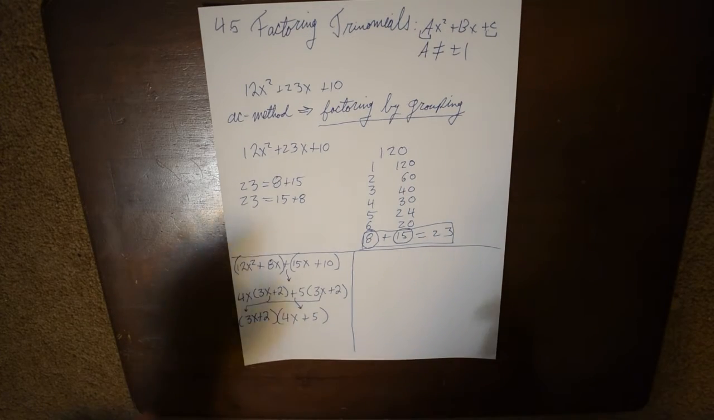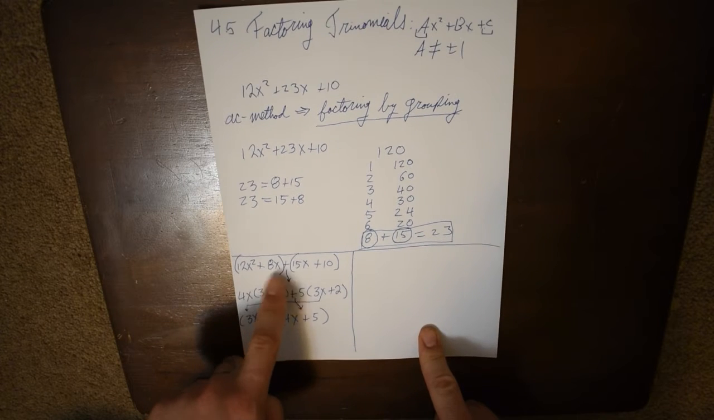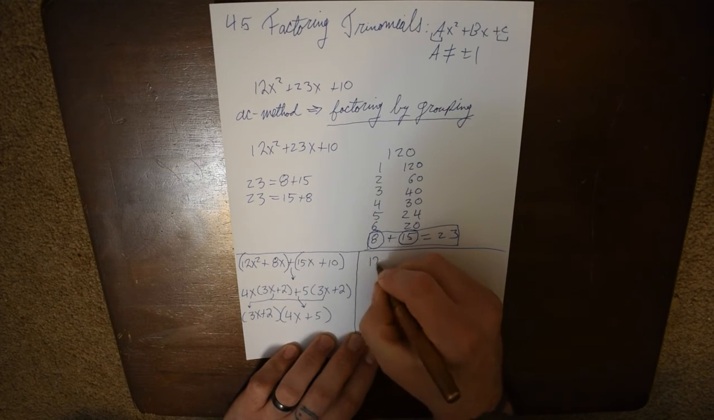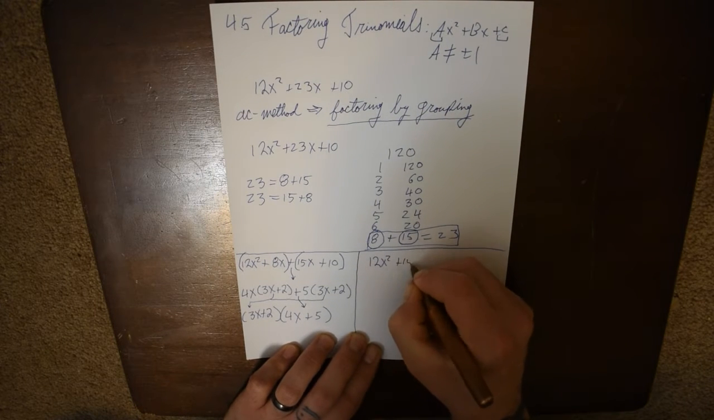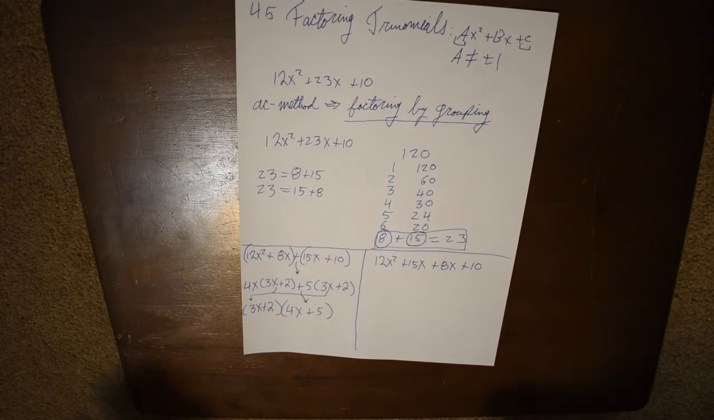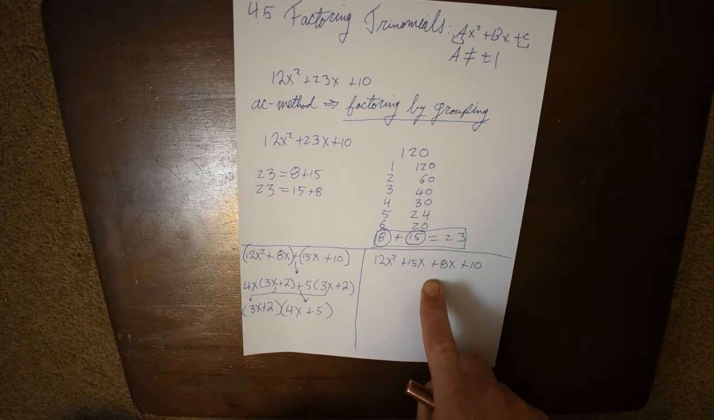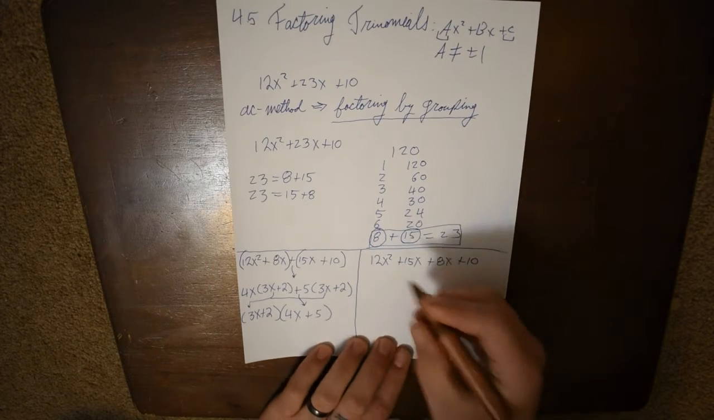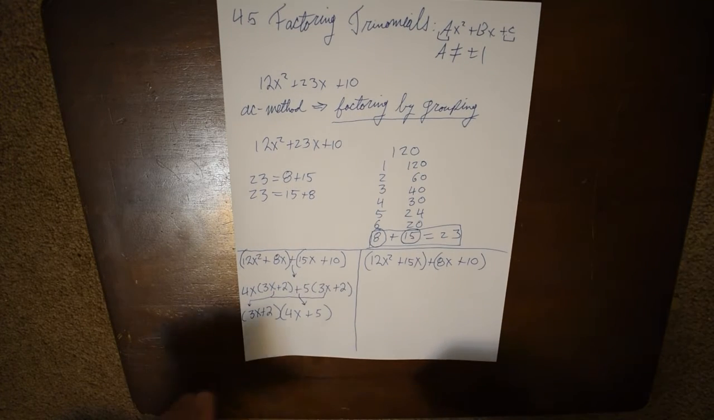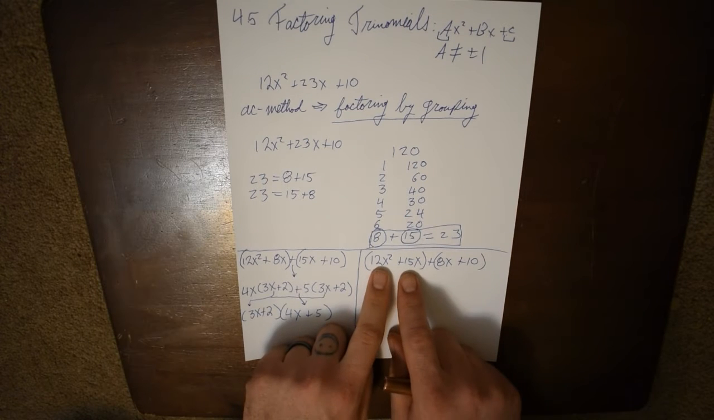But like I said, there were two different setups. We could have rewritten this trinomial as 12x squared plus 8x plus 15x plus 10, or we could have rewritten it as 12x squared plus 15x plus 8x plus 10. So what happens if you set the problem up this way? Well, we're still going to go through the same steps. You want to group the first two terms and the second two terms.